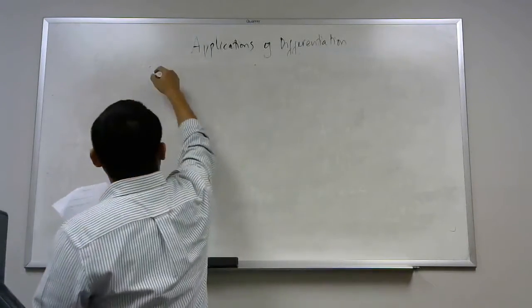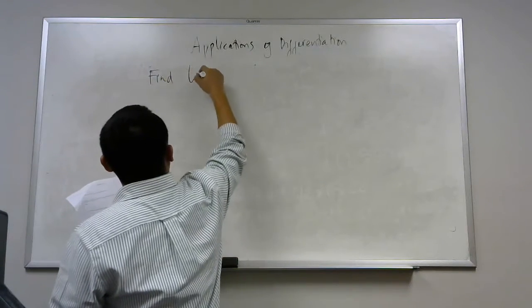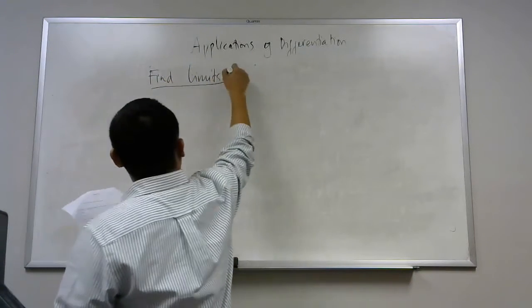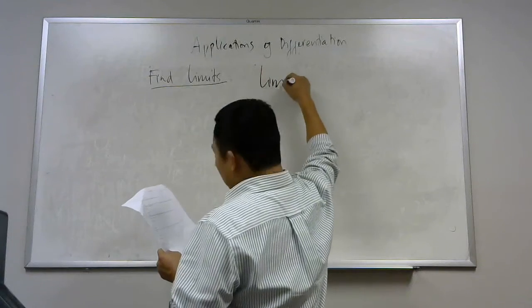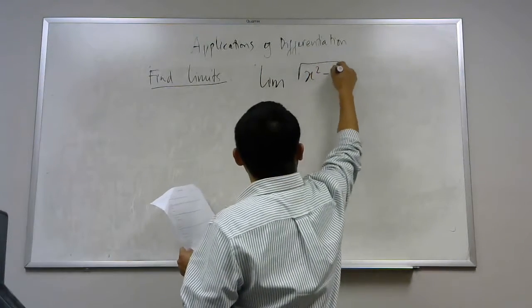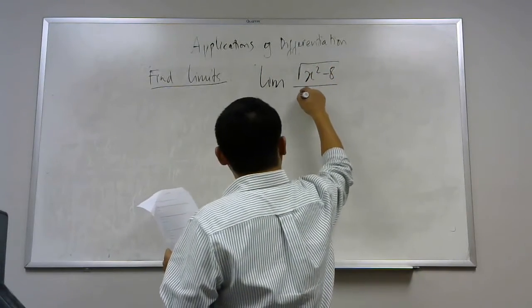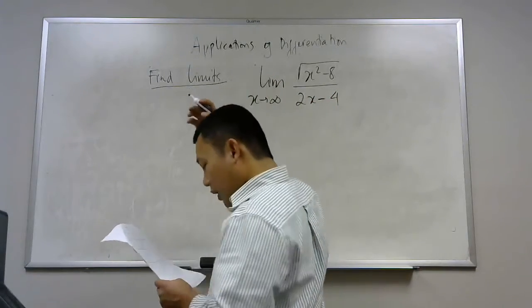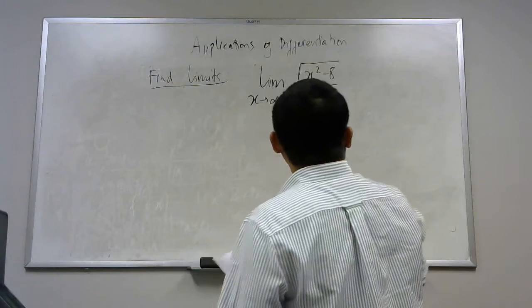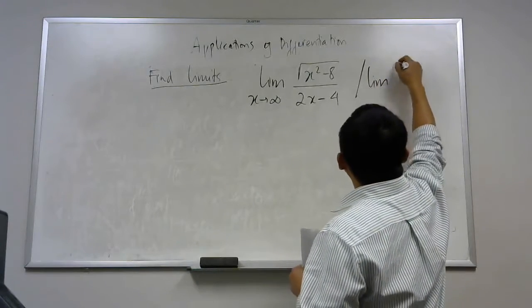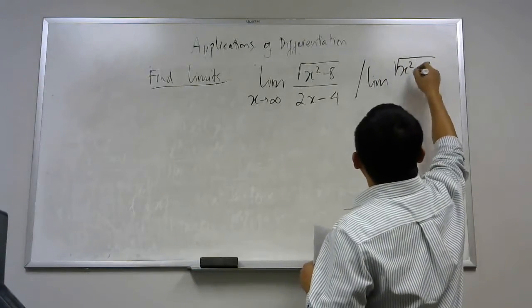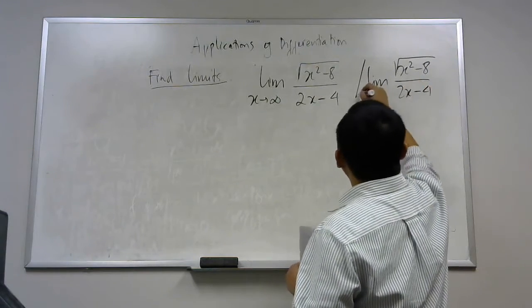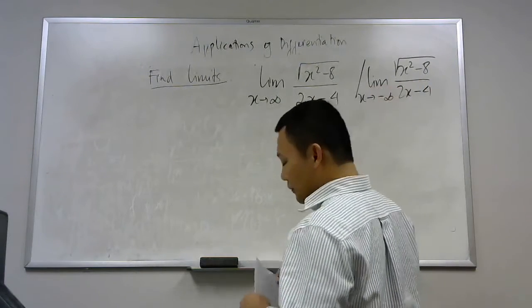Next question. Find limits. Limit of square root of x squared minus 8 over 2x minus 4 when x goes to infinity. Let me remind you of another one: square root of x squared minus 8 over 2x minus 4, but when x goes to negative infinity.